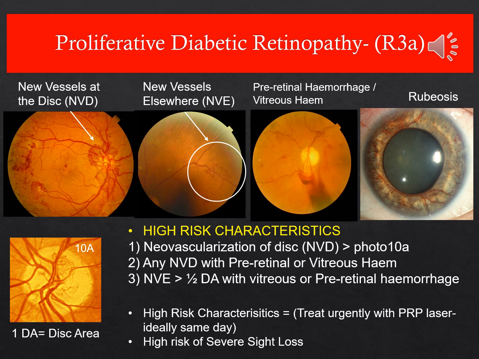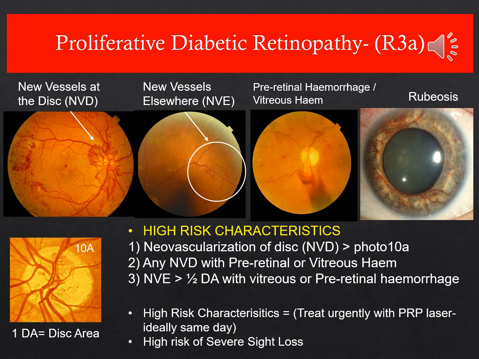If we have new vessels less than this area in association with any pre-retinal hemorrhage or vitreous hemorrhage, this would also be a high-risk characteristic. Also, if we have new vessels elsewhere, which is greater than half a disc area, with any vitreous or pre-retinal hemorrhage present, this would also be a high-risk characteristic.